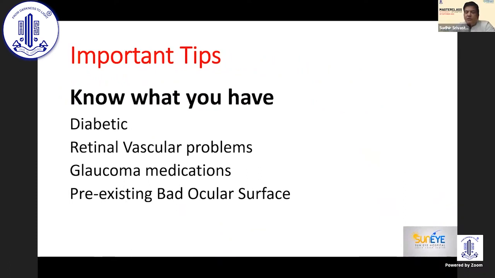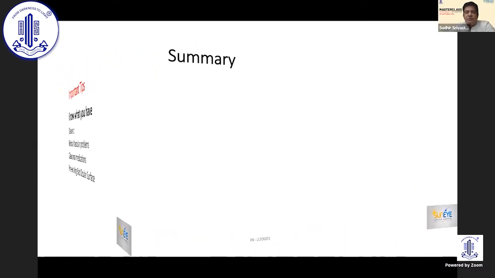And you must be aware of the patient's general status, like diabetes and retinal vascular problems. If the patient is on glaucoma medication, because of the long-term use of medicines, the patient may have a bad surface. If the patient is diabetic with a retinal vascular problem, then you have to minimize the chances of cystoid macular edema and macular edema in the post-op. So you have to start non-steroidal anti-inflammatory drugs at least a couple of weeks prior.